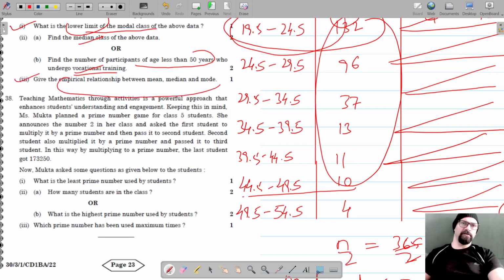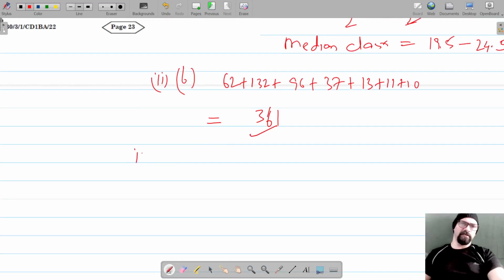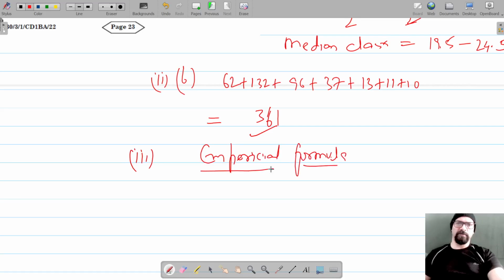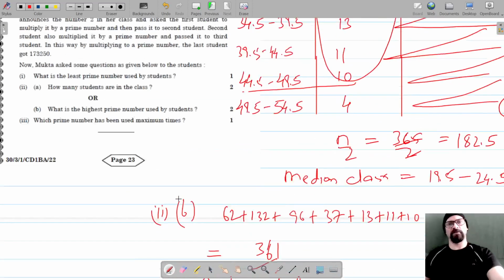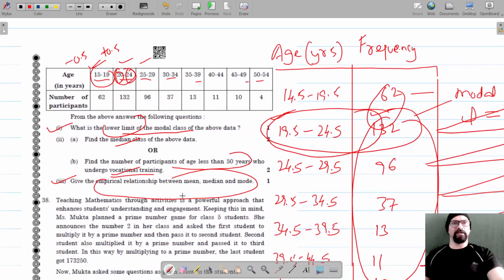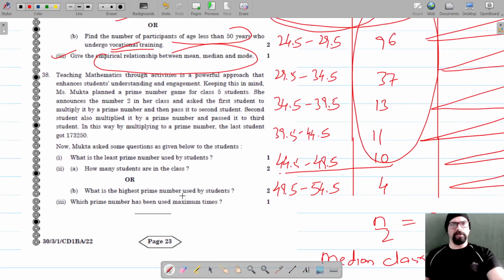We have to give the empirical relation between mean, median, and mode. The empirical relation between mean, median, and mode is given by the formula: 3 median is equal to mode plus 2 mean. This is the empirical formula. So we are done with question number 37. Moving on to question number 38, which is the last one.